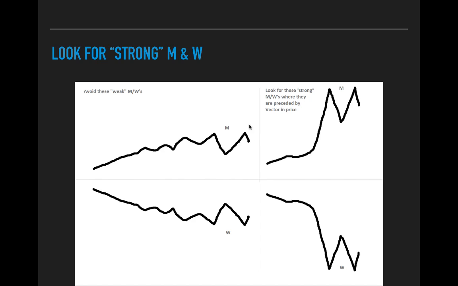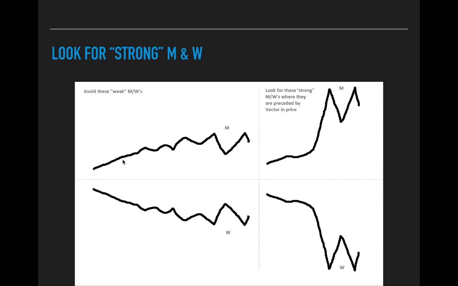Look for M's and W's where you see price moving fast, strong candles moving up, and then the market makers taking that away and moving back down. So when you see that strong up and down motion, right, the trapping motion that the market makers do, that's usually a good indication of a reversal.